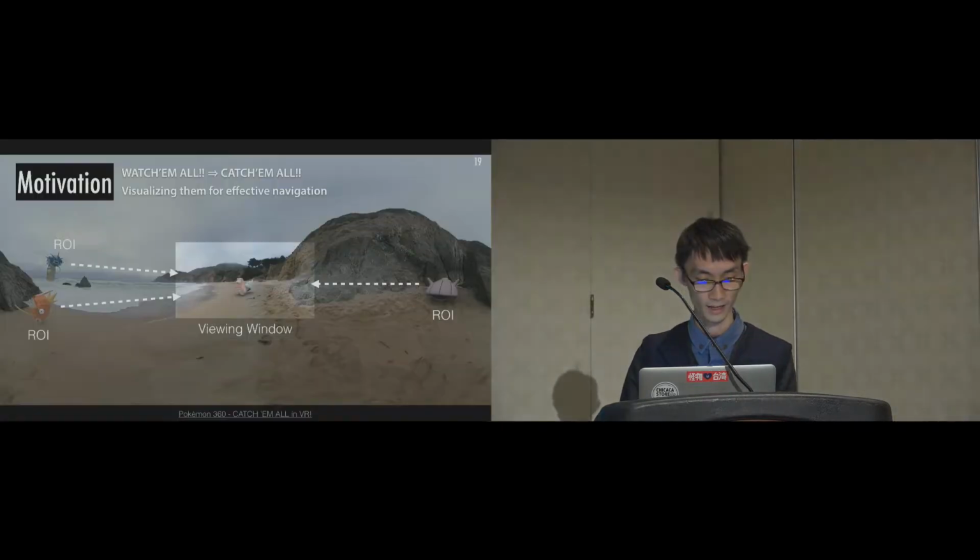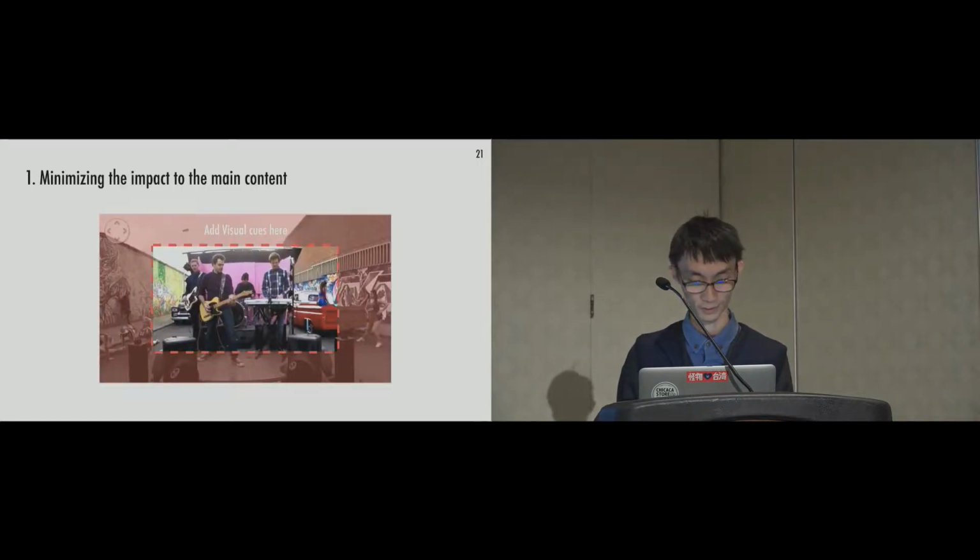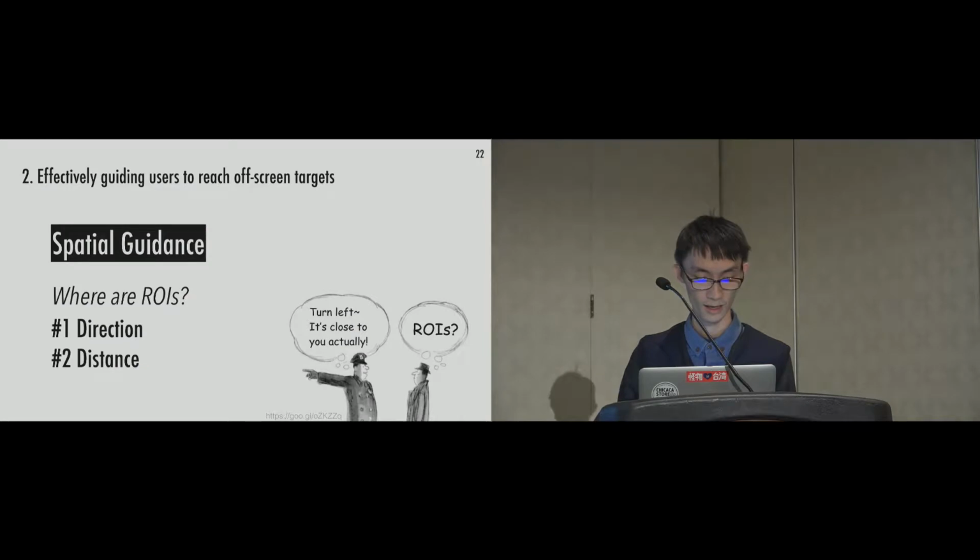Next, the design. To remind you, our motivation is effective navigation. Before implementing, we came up with three design considerations. The first one is minimizing the impact on the main content. Visual cues should not steal the show and should be placed in the peripheral regions.